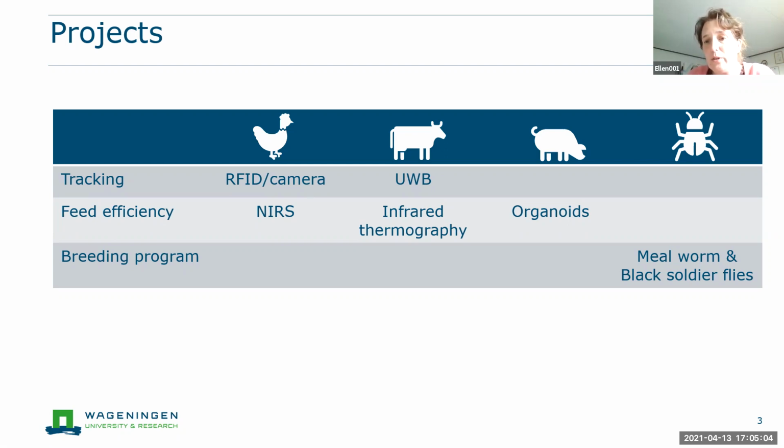But I'm also working with organoids, which are tiny organs which are kept outside of the body. So it's an in vitro model system. And we use these organoids as a phenotyping tool to study complex traits like feed efficiency or health-related traits.